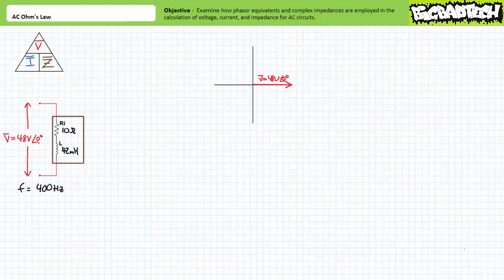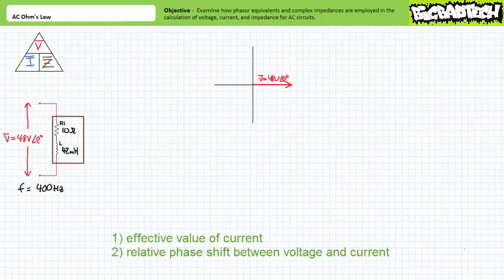Let's try this again using a more streamlined approach. Given sinusoidal AC voltage with an effective value of 48 volts at a frequency of 40 Hz across a 42 millihenry inductor, let's see if we can determine the effective value of the current through it and the relative phase shift between voltage and current.